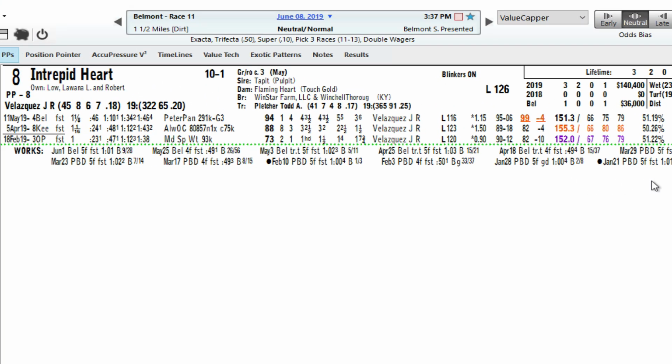So it broke its maiden at first asking. It won a non-winners of one other than. Then it was entered in the Peter Pan, and it stumbled at the start. You can argue whether it was rushed up, it maybe was a little too early because of that, whether it was trouble or not. All I know is in the races where it didn't have trouble, it won.